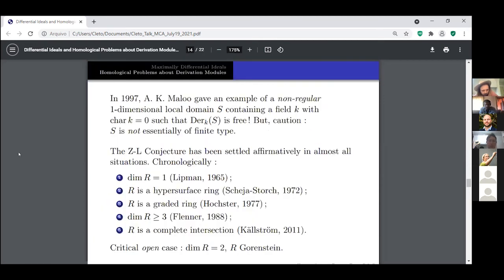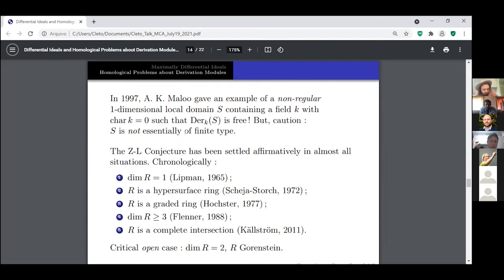Let me also point out that some years ago, Mallou, the same Mallou I was speaking about, gave an example. This is very interesting, of a non-regular one-dimensional local domain containing a field containing the rationals with a free derivation module. So, do we have a counterexample? No, because S is not in the right category.